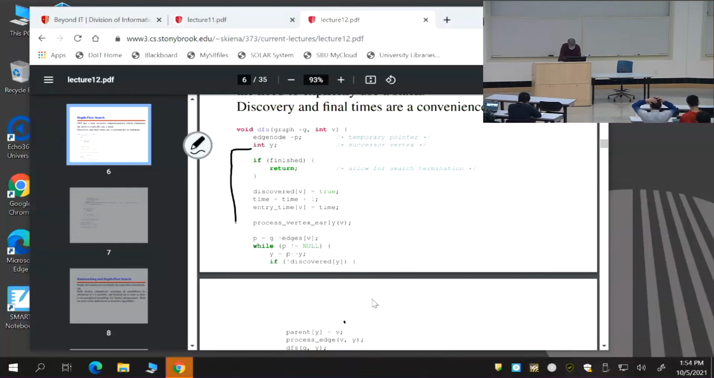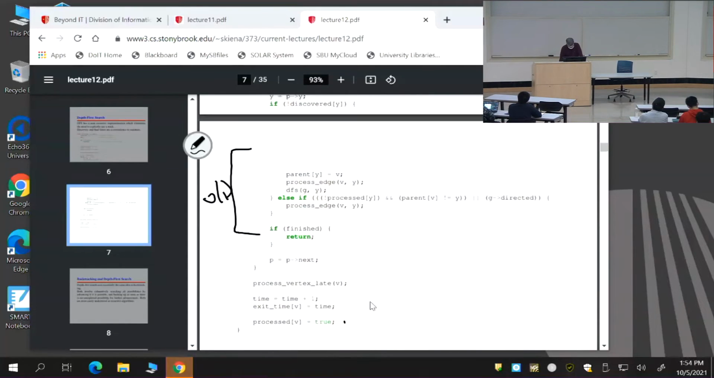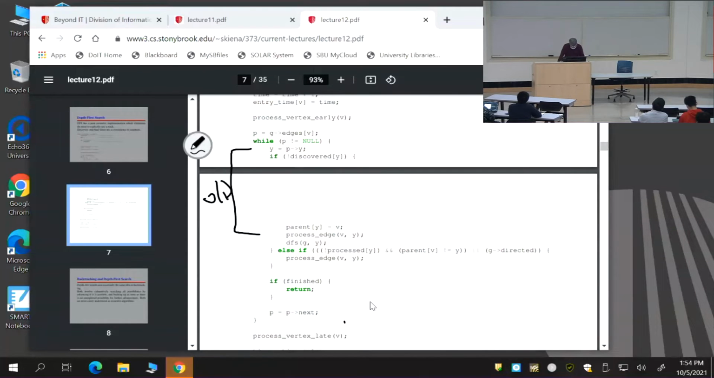This kind of stuff is clearly O of 1. It's just doing a certain amount of little logic and bookkeeping. What happens if I roll a little further down? What's happening in the loop? That's the interesting thing. While p is not equal to nil, how many times is this loop going to go around? This is looking at the outgoing edges of vertex V. How many times is this loop going to go around?